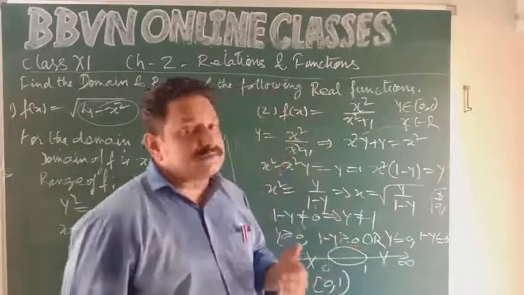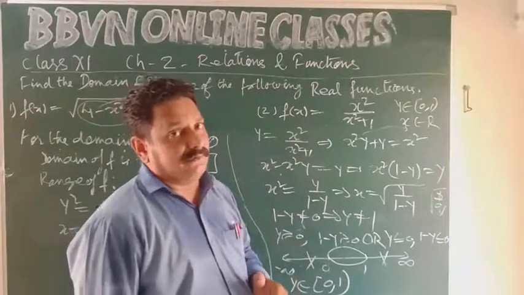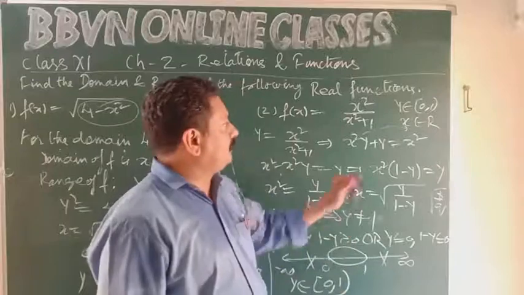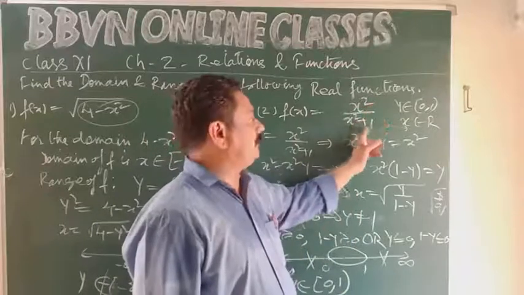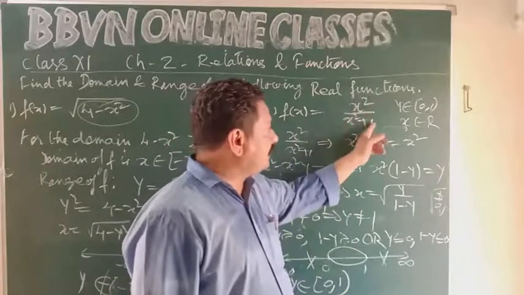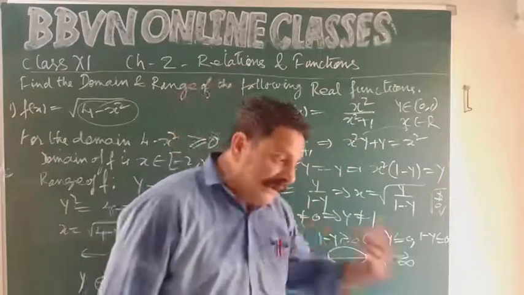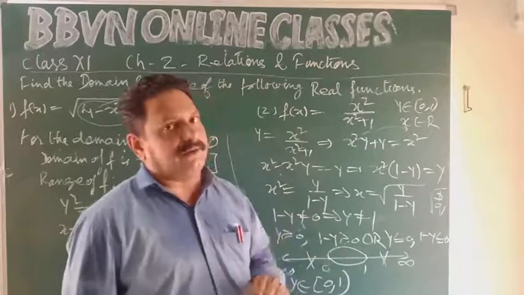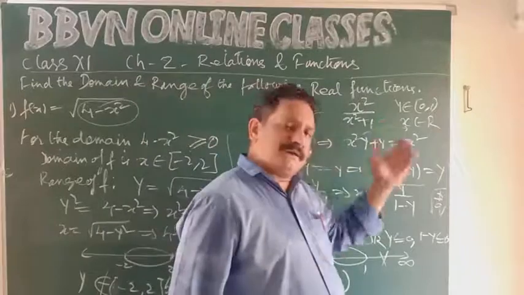So range is something positive, not exactly 1, because numerator is x square, denominator is x square plus 1. ये रेशो कभी भी 1 के क्लोजेस्ट हो सकता है, 1 कभी नहीं होगा. So range is always less than 1.